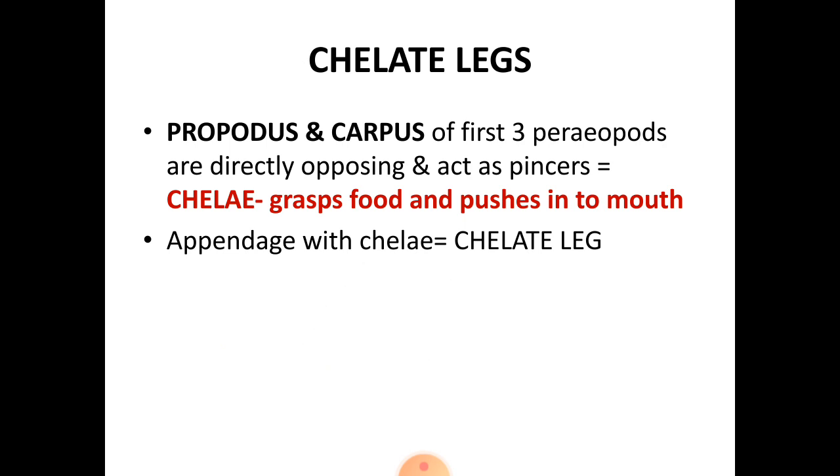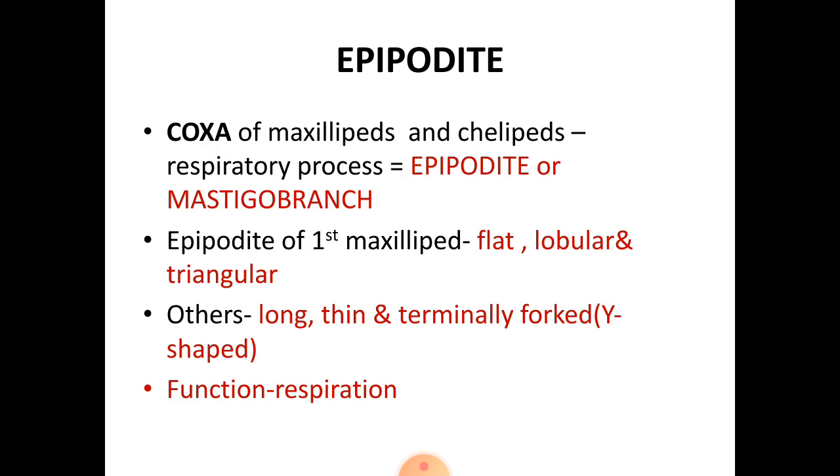In chelate legs, the propodus and carpus of the first 3 pereiopods are directly opposing, which act as pincers. This structure is known as chelae, which is used to grasp food and push it into the mouth. An appendage with chelae is known as a chelate leg. Another important feature is that the coxa of maxillipeds and chelipeds has a respiratory process called epipodite or mastigobranch. The epipodite of the first maxilliped is flat, lobular and triangular in shape, whereas the others are long, thin and terminally forked or Y-shaped. The function is respiration.